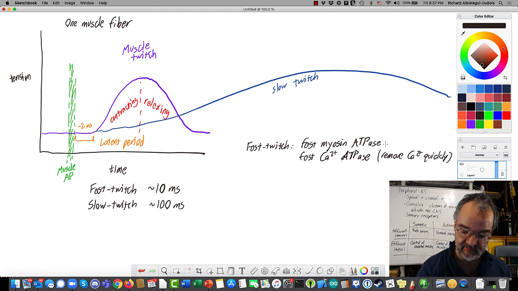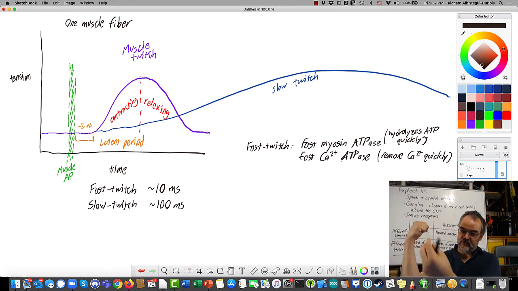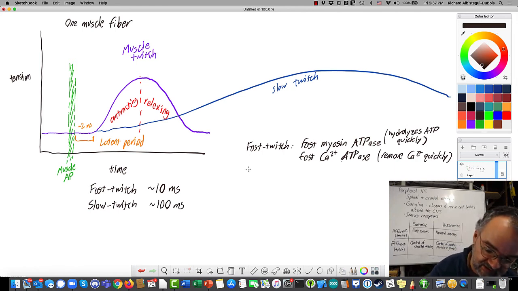The myosin hydrolyzes ATP quickly. The idea being that in a fast twitch fiber, we bind an ATP, it releases, we then very quickly hydrolyze it, stretch out, grab on, do the power stroke, whoop, new ATP, bind, hydrolyze, release, hydrolyze, stretch out. We don't wait.